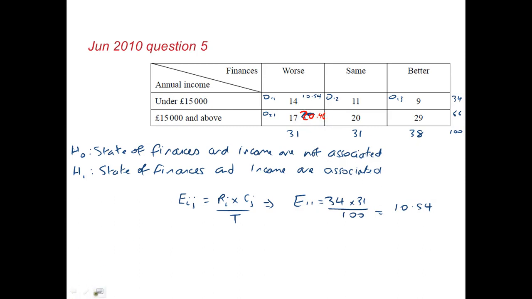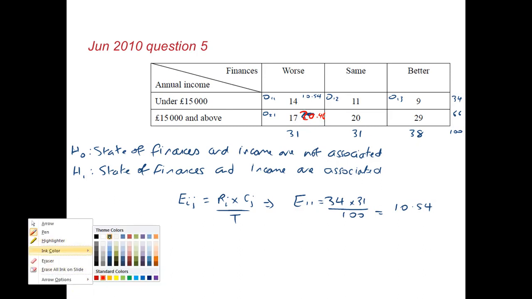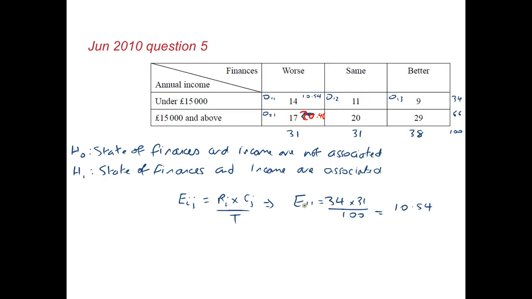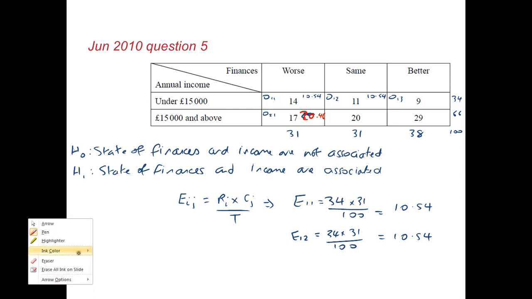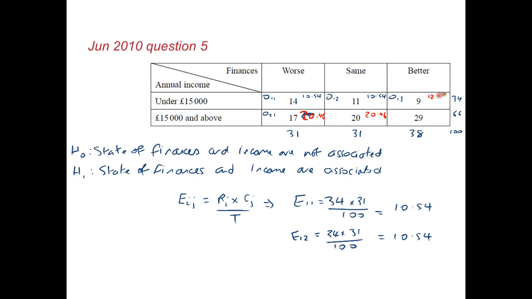Okay, now same argument, we can do the same thing for the next cell. So if I work this one out, E row 1 column 2, that's going to be 34 again times 31 over 100. Now I'd expect that to be the same because it's the same grand total. So that's going to be 10.54. And again, once I've worked that one out, I can be very aware that these follow. So that's going to be 20.46, and I can actually now work out the others as well. So this is going to be 12.92 and 25.08, and that's because they add up.